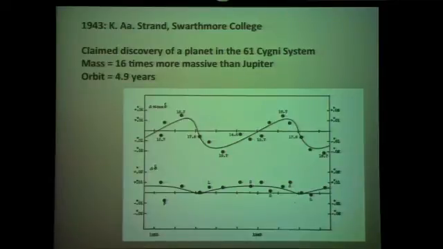And he thought the planet was 16 times the mass of Jupiter. Jupiter is 318 times more massive than the Earth. So this planet would be, you do the math, a whole lot more massive than the Earth, right? A very, very big planet. These days, we would not even consider that object a planet. We would consider that object a brown dwarf. But he thought he had discovered a planet in a 4.9-year orbit around 61 Cygni, 1943.